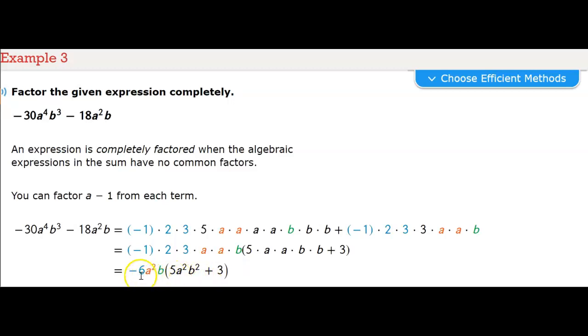And the final result is −6 as the factor on the outside of the parentheses, a²b, and then on the inside would be 5a², because that would equal 30a⁴, and b², because b times b² is b³, and 6 times 3 is 18, and then a²b from the outside.